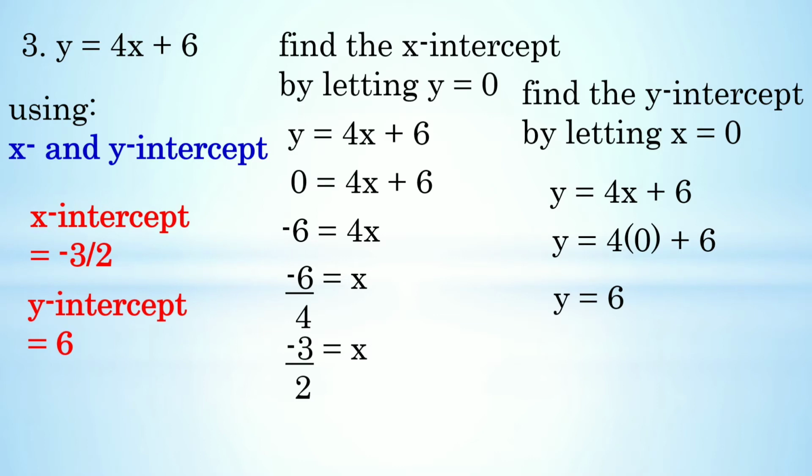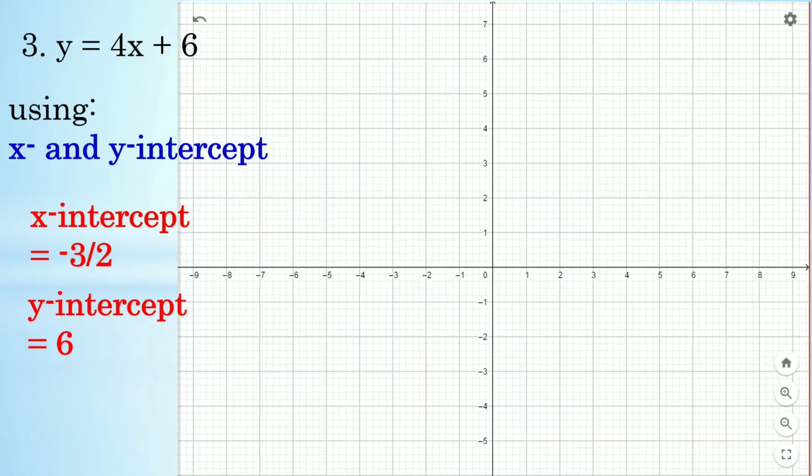So, pwede na natin siyang i-plot. So, dahil ang ating x-intercept ay negative 3 over 2, doon siya sa left side ni x-axis. At ang katumbas ni negative 3 over 2 ay negative 1.5. So, ito po siya. And then, ating y-intercept ay 6. So, doon tayo sa upper part ni y-axis. So, ito po yung ating y-intercept.